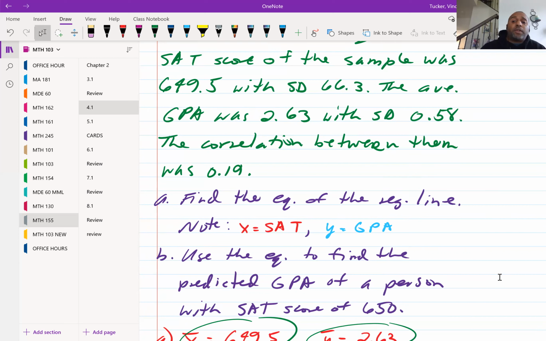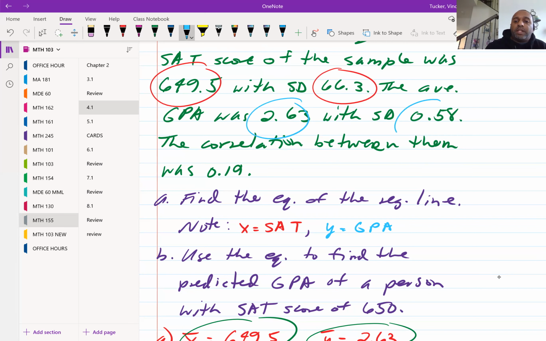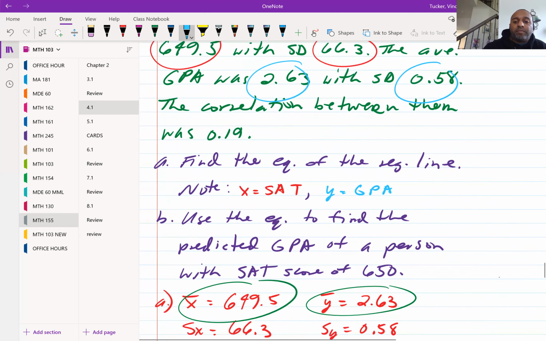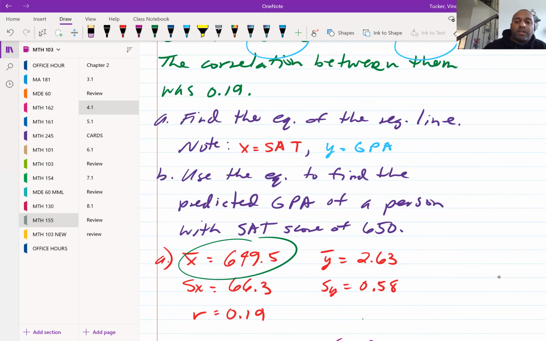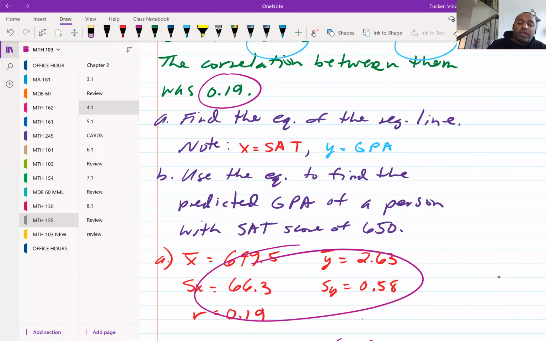All right, so first thing we want to do is extract all the information from the problem accordingly. So there's our mean and our standard deviation of our SAT, and then the mean and standard deviation of our GPA. And so that's what we have right here. And then the last piece was our correlation coefficient, that's R. So it's always good to list out what given pieces of information that you have that the problem gives you.